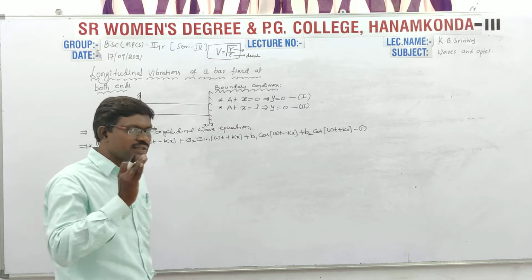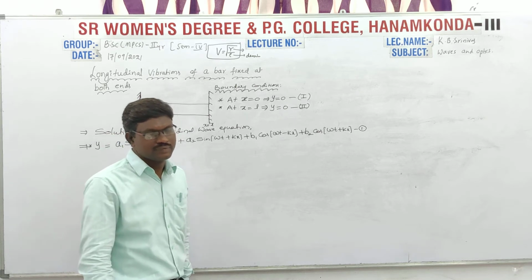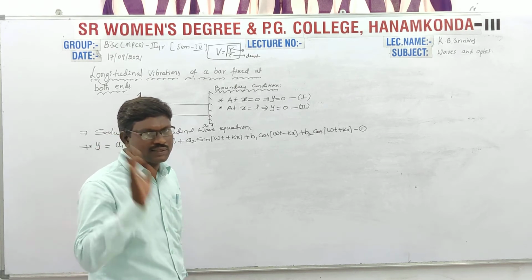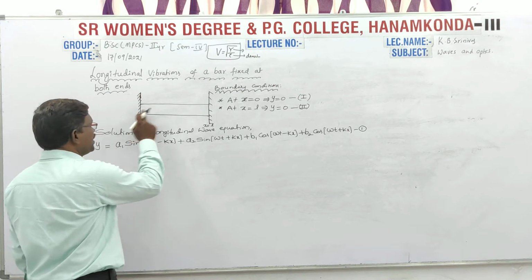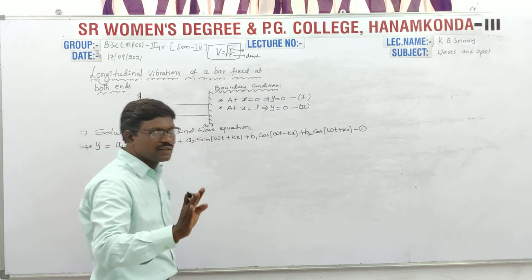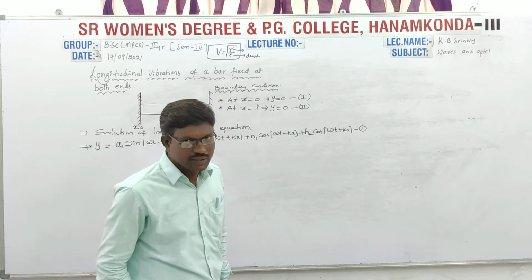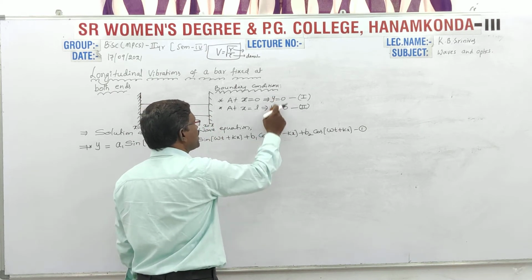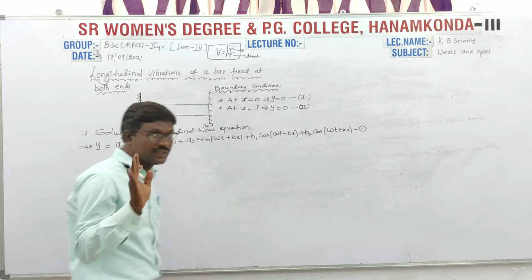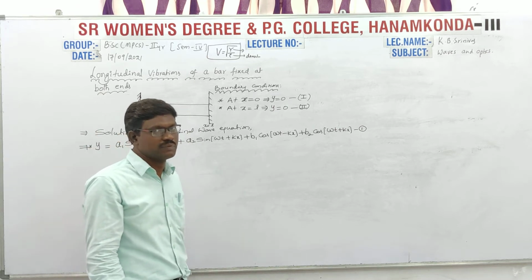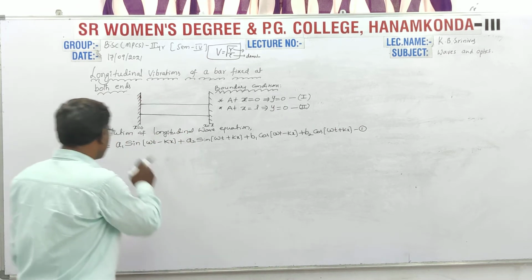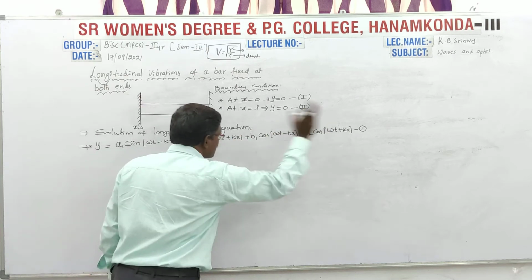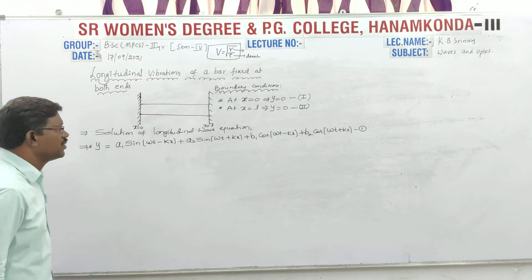Always just remember this as a common point. At fixed ends, we cannot observe any vibration. That is why the displacement of the bar becomes how much? 0 at fixed ends. In the previous lecture only I have explained. After that I have considered this general solution of longitudinal wave equation.